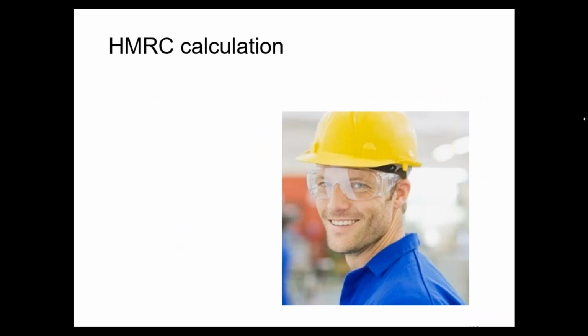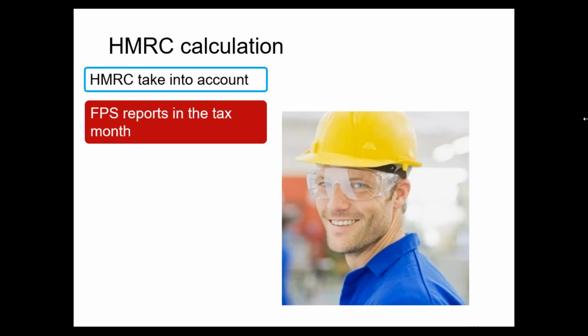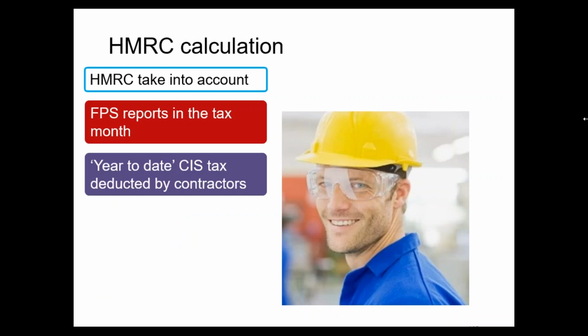HMRC will automatically calculate an offset of the CIS deductions. This will be worked out using the pay-as-you-earn tax, national insurance and student loan deductions from your FPS reports that month, and the year-to-date CIS tax deductions you have reclaimed on EPS reports.